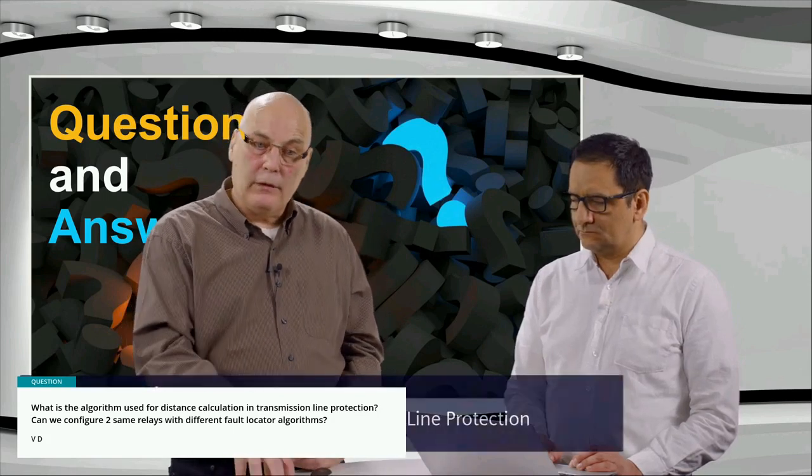Okay, thanks, Gustav. There is another here related also with the basics. What is the algorithm used for the distance calculation in transmission lines? Can we configure two same relays with different fault locator algorithms? Again, this is interesting. When we talk about algorithm, obviously I showed the Mo, which would be one algorithm. We talked about the RMD, which would be another algorithm, and the classic.